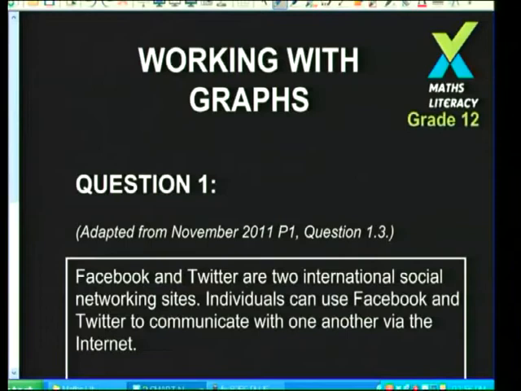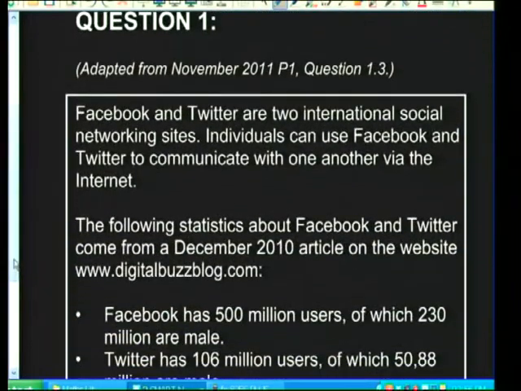Now, what we're going to do in this session is look at a few questions from past paper ones, and then we're also going to look at a question or two from a paper two. So we're going to start with very basic little concepts and then make it more and more difficult. Right, let's get started. So, question number one. From this you can see that it comes from your November 2011 paper, paper one, question 1.3. Now, it's quite a bit of reading, so let's have a look at it.